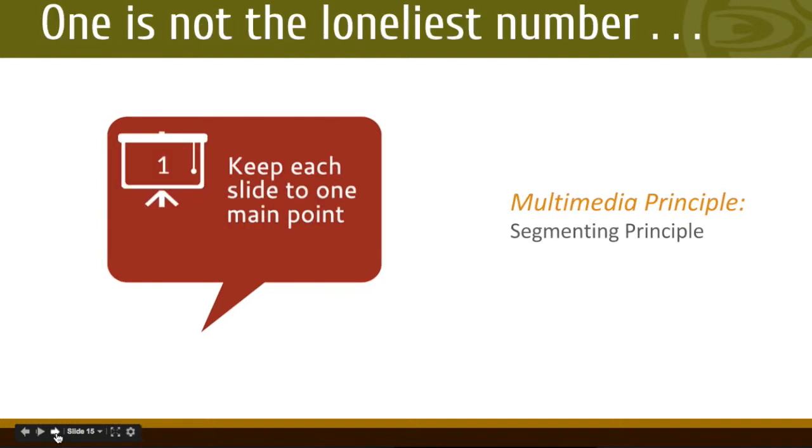The segmenting principle is keeping each slide to one main point. So manage complex material by breaking it into parts and break a continuous lesson into bite-sized segments. So segment or chunk your material as best you can.